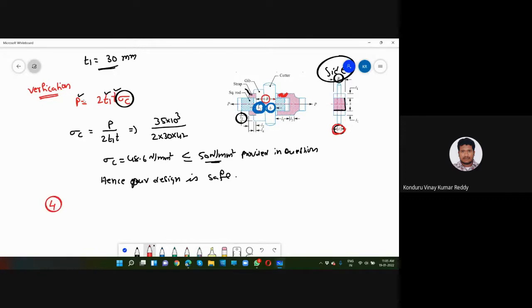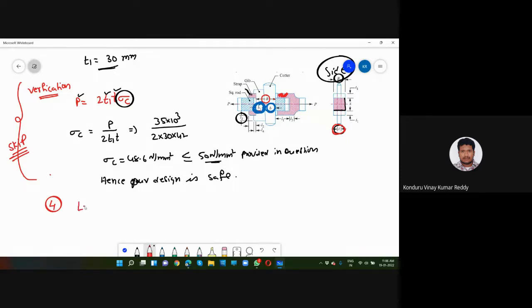Next, step number 4. You can even skip this verification also. Here I am writing: if you want, you can skip this verification, no need of it. If you want, you can go for verification also. Additional points will add good marks to our presentation. That is your wish. If you want good marks, you can go for verification. If you want to skip it, due to lack of time, you can skip it.